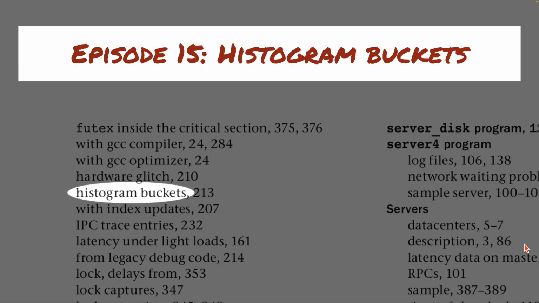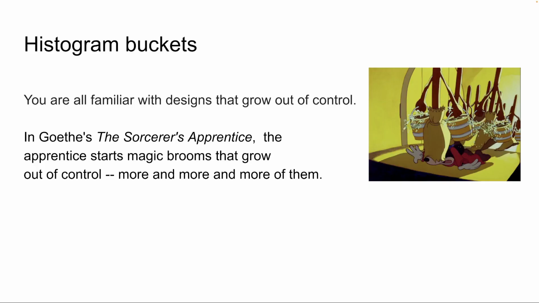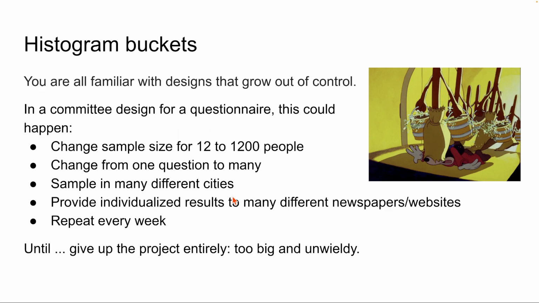This episode 15 today is on histogram buckets, but it's really about designs that become more and more unwieldy. So you're familiar with designs that go out of control. In Goethe's Sorcerer's Apprentice, the apprentice starts magic brooms that grow out of control, more and more of them. You see a similar thing in committee designs.